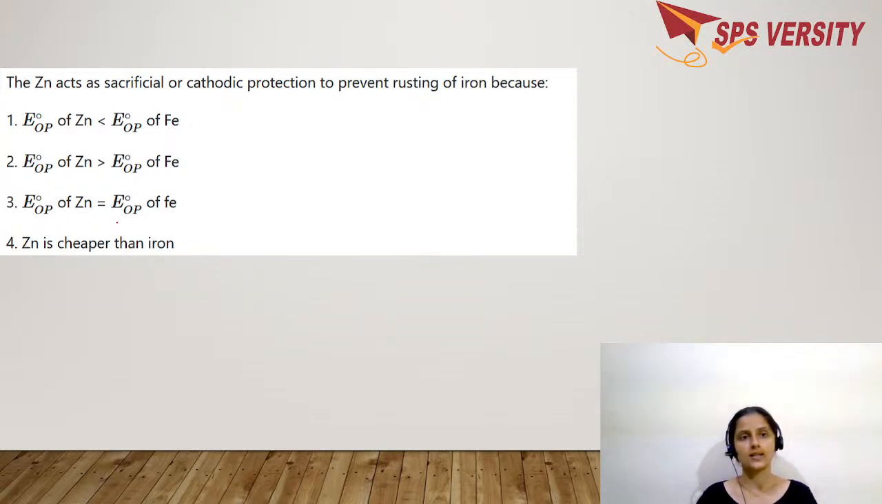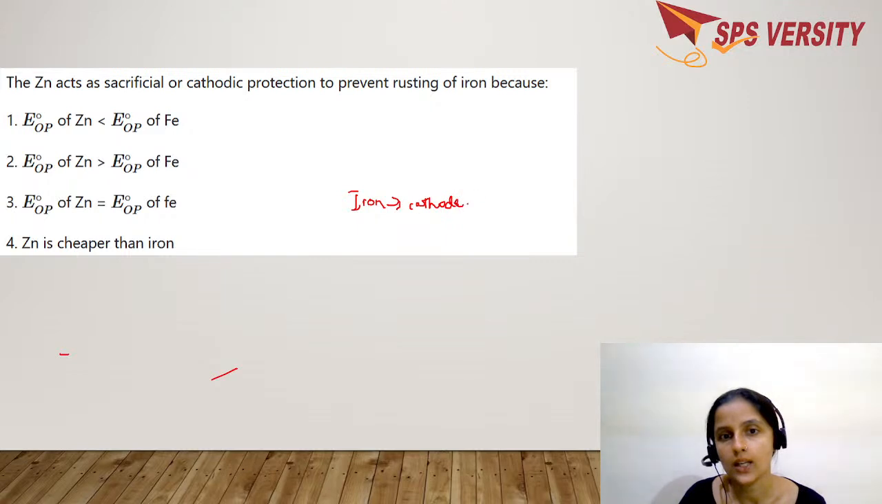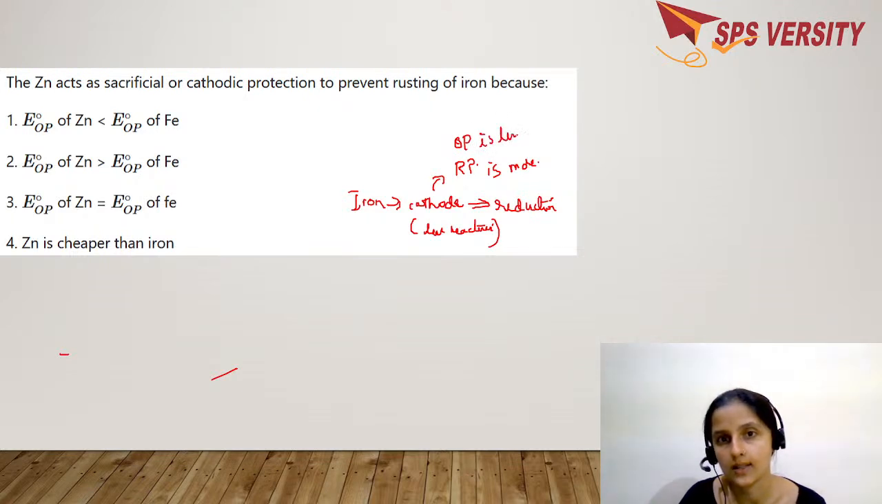The Zn acts as sacrificial or cathodic protection to prevent the rusting of iron because... So Zn is used for cathodic protection. If you see, iron is made the cathode and it is protected. If iron has to act as cathode, it should undergo reduction rather than oxidation. Generally the cathode is less reactive compared to the anode in the electrochemical series. That means its reduction potential is more, or oxidation potential is less.